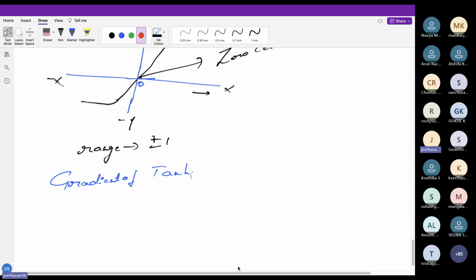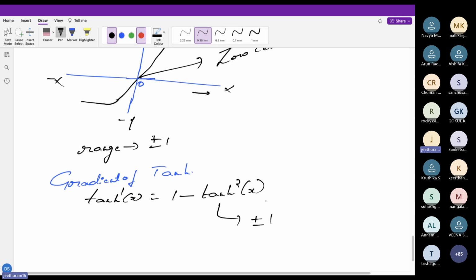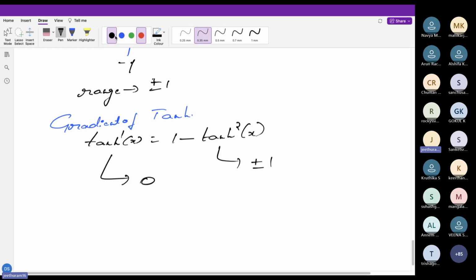If you take the gradient of this tan hyperbolic, the gradient of tanh of x equals 1 minus tanh squared of x. Since this value is tending to plus or minus 1, even if you give plus 1 to this, or minus 1 to this, this tends to 0. So we call this a vanishing gradient problem. If the gradient of tanh is 0, we call it a vanishing gradient problem.